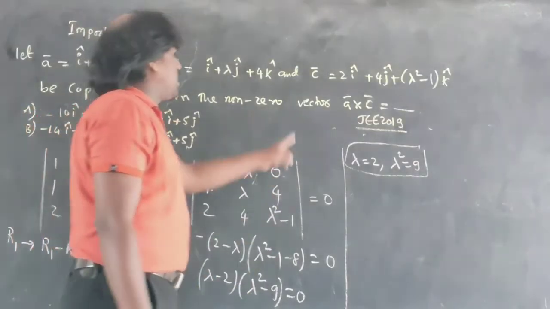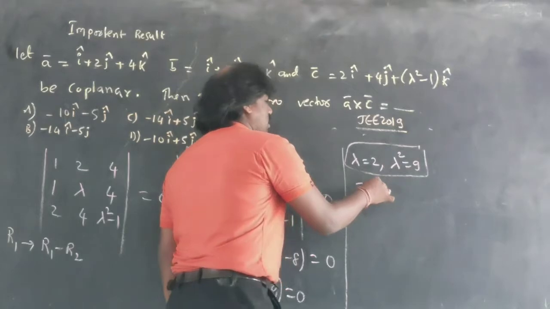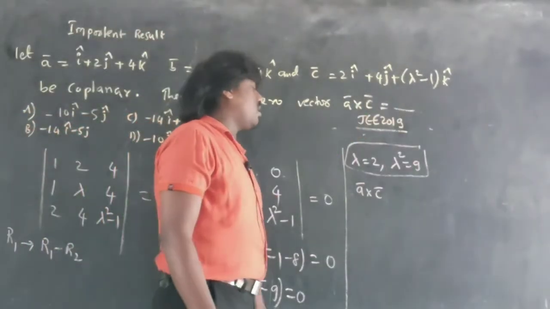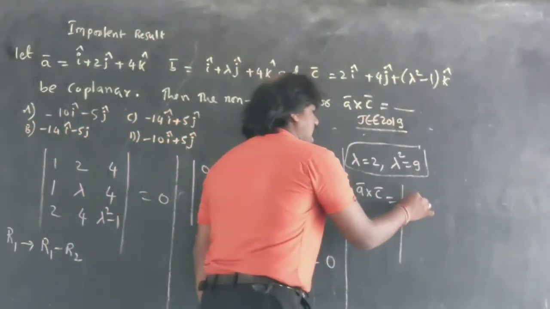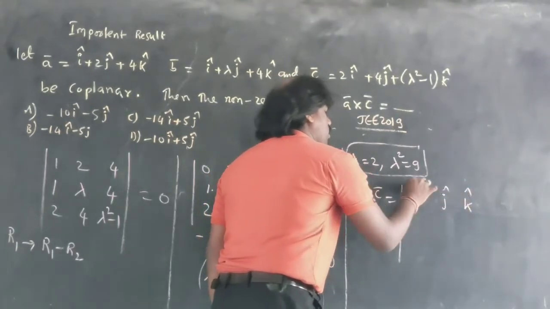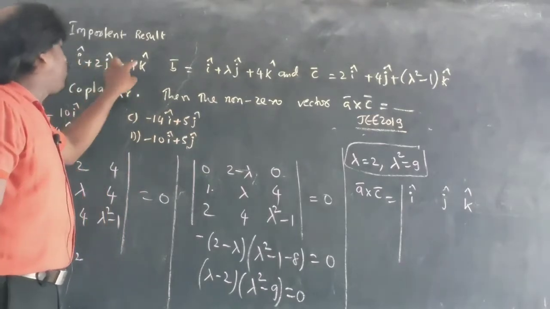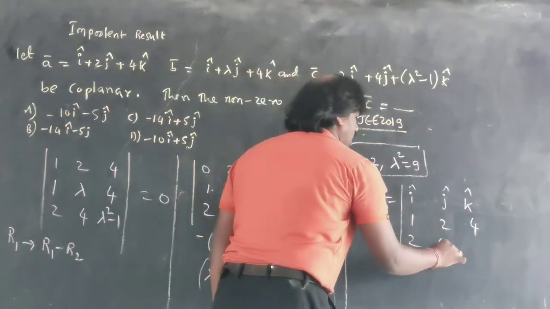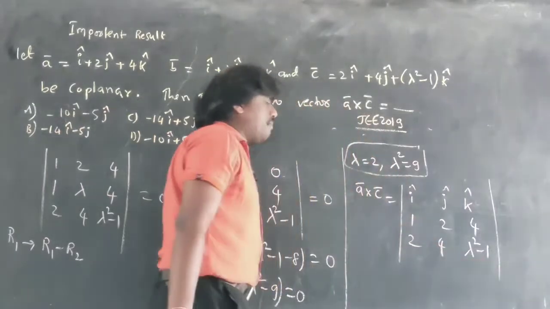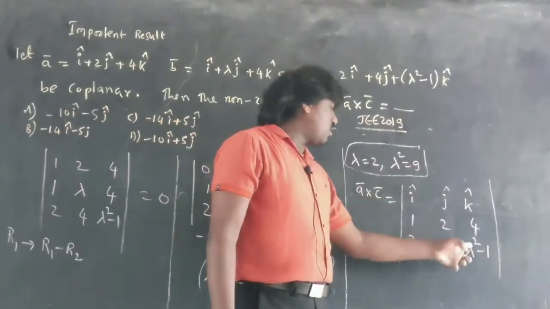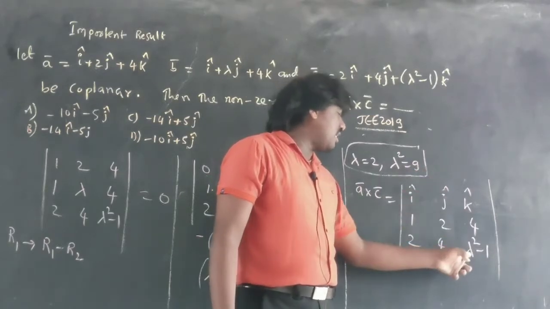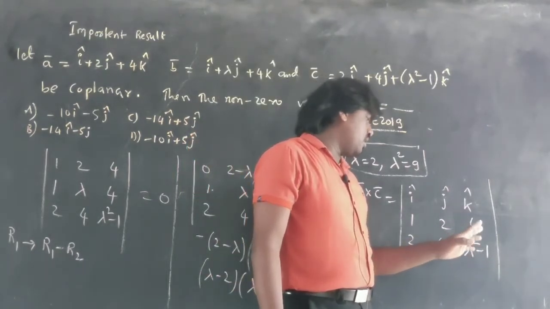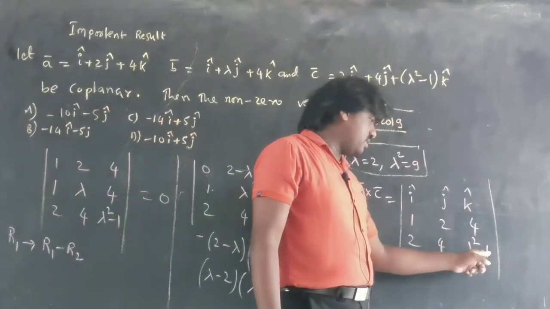So what I can do here is take A cross C. Just look here, it says that they are coplanar, then the non-zero vector A cross C should be a non-zero vector. So how will you find A cross C? I cap, J cap, K cap, then A has values 1, 2, 4, and C is 2, 4, lambda square minus 1. Lambda is either 2 or lambda square is 9. You can substitute 9 minus 1 is 8, or substitute 2. But check whether 9 works or not. If I take 9 minus 1 is 8, what am I going to get?